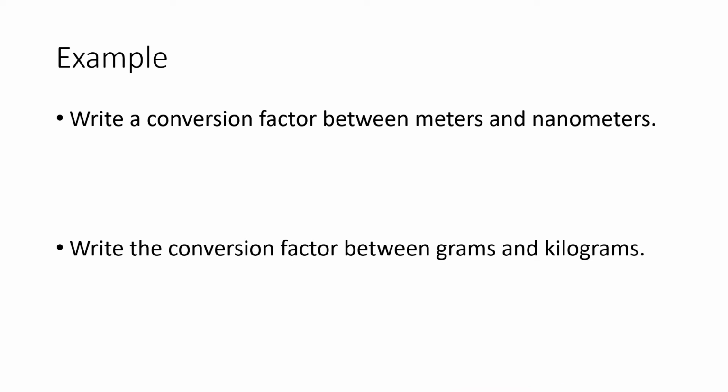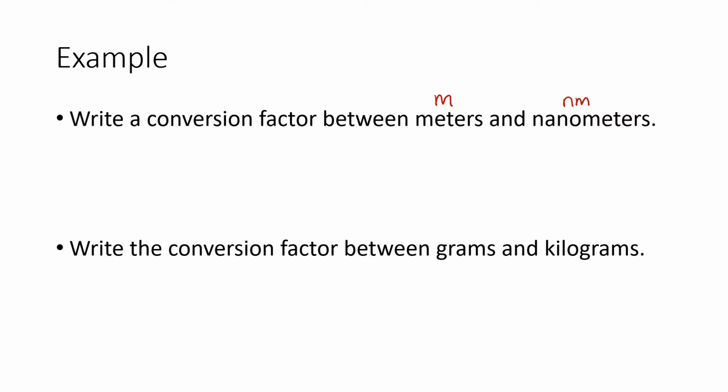Let's try another example. Write a conversion factor between meters and nanometers. So first, it's important to think about what are the unit symbols that are associated with both of these. We know meter is going to be a measurement of length, and the base unit for meters is just lowercase m. Nanometers is going to be one of our prefixed units. Nano means that there's a lowercase n out front, and the symbol for meters is still just lowercase m. So nm will be our unit for nanometers.